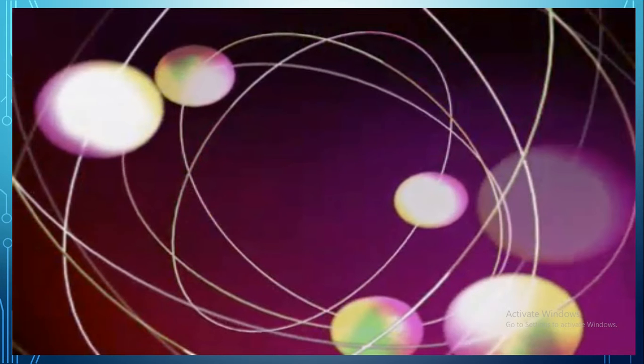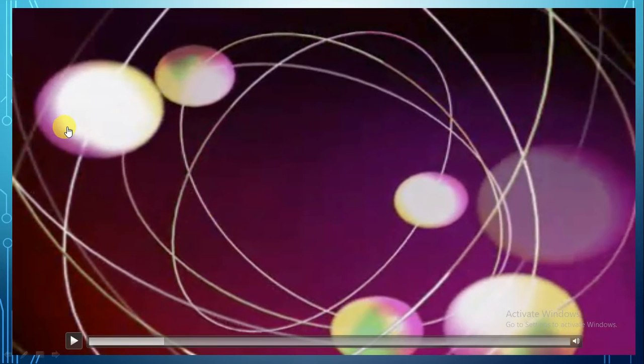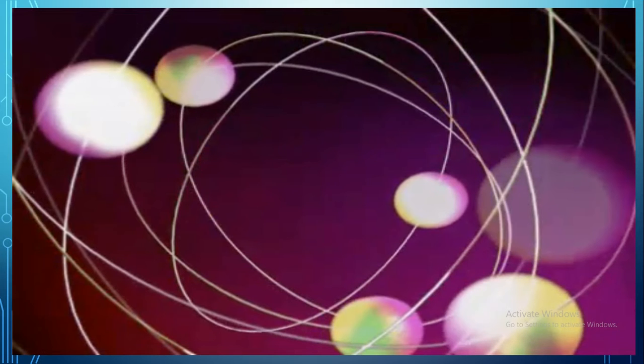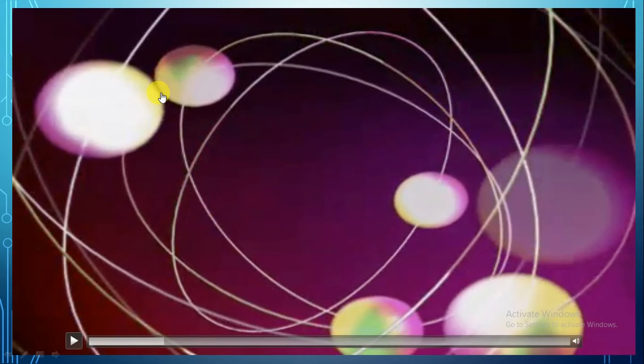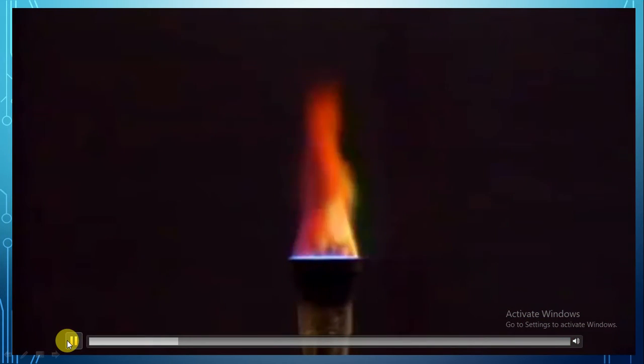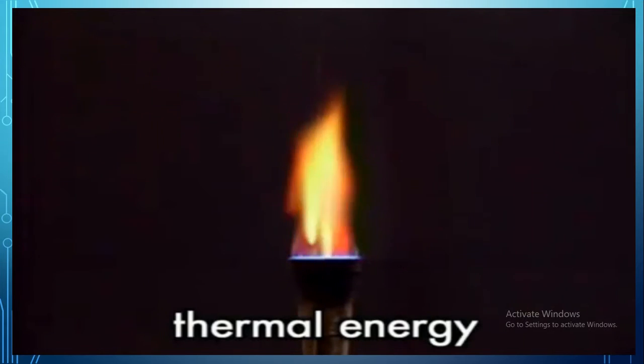Those moving particles have two kinds of energy: potential energy and kinetic energy. We call both the kinetic energy and the potential energy of those moving particles thermal energy. The energy of moving particles is called thermal energy.